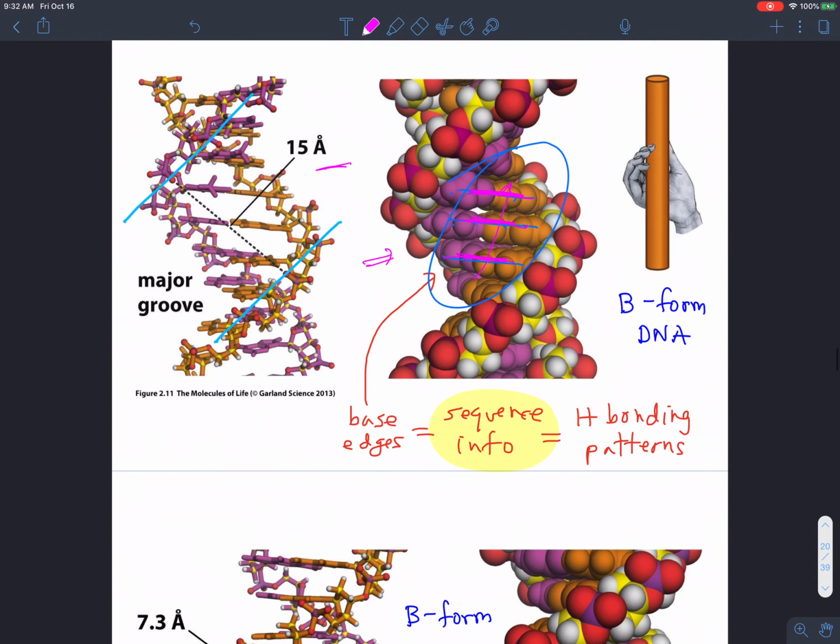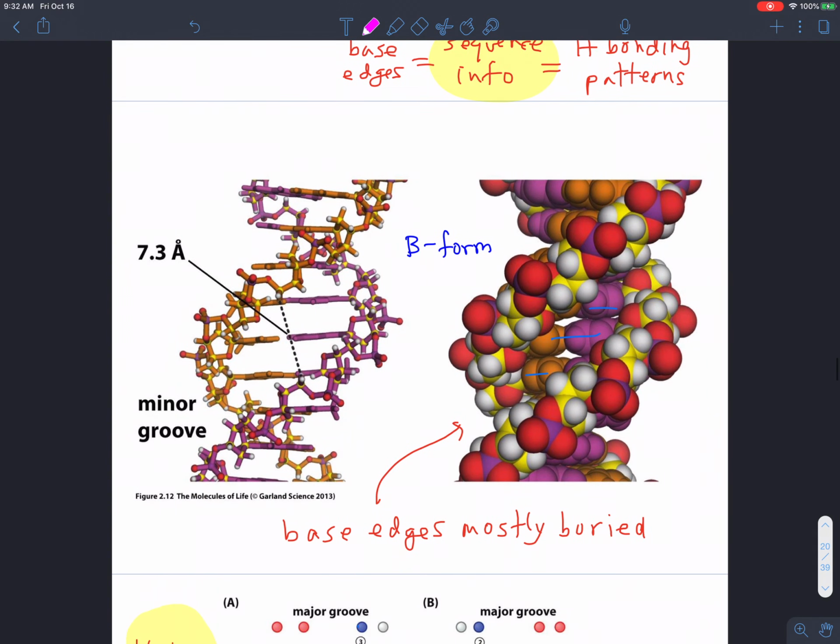On the other hand, if you look at the narrow groove here, the minor groove, then you can still kind of see the edges of the bases, but they're much more deeply buried. The sugar phosphate backbone is actually pretty big.